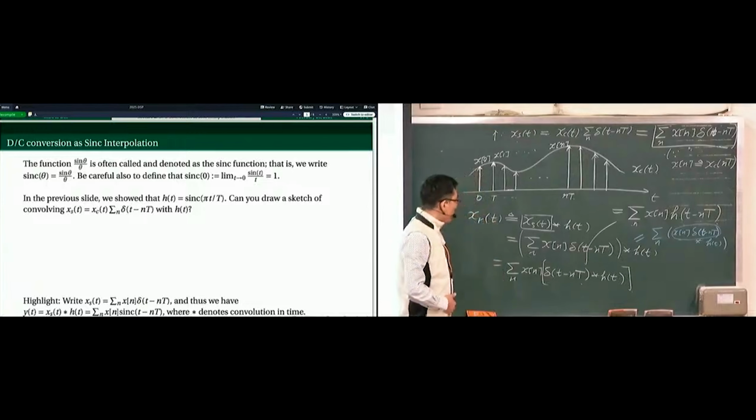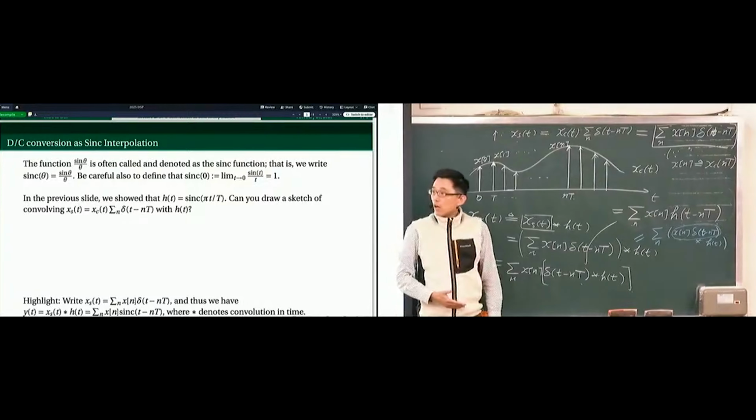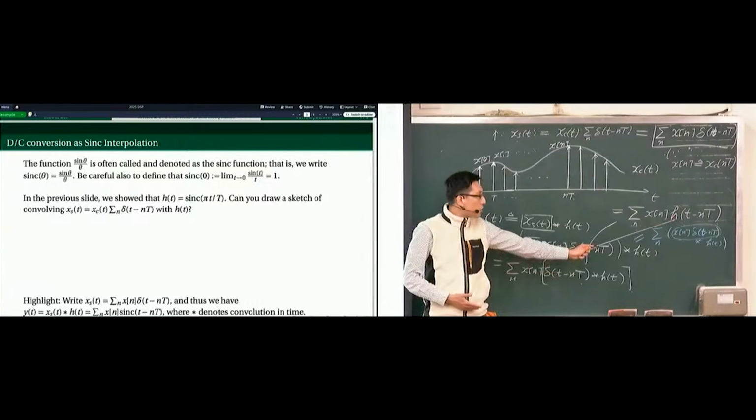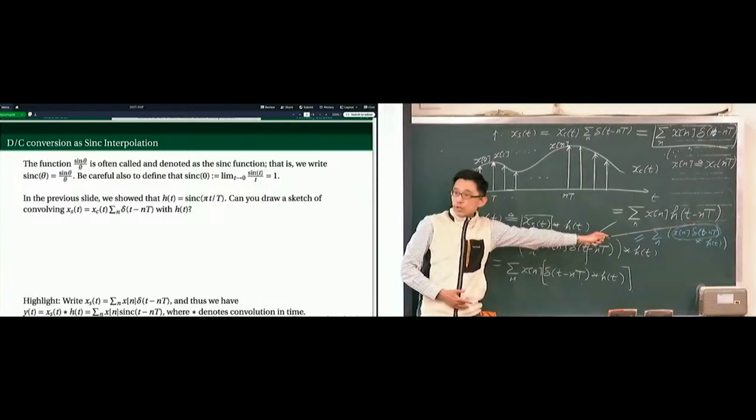Now I'd like to invite you to work with me. What is the result of this summation? We're going to sum infinitely many copies of the impulse response, each shifted to the right by so much.